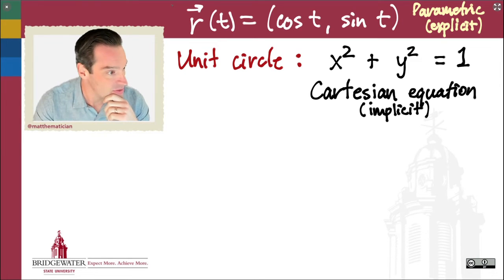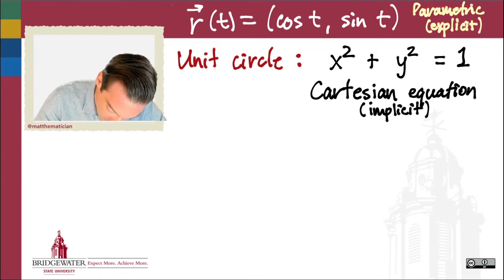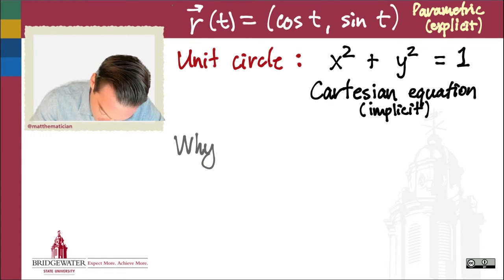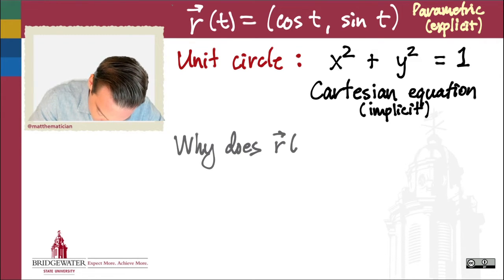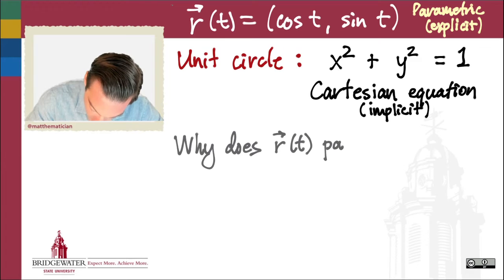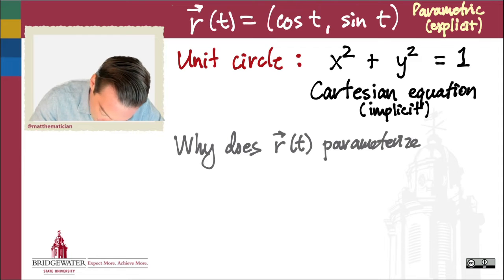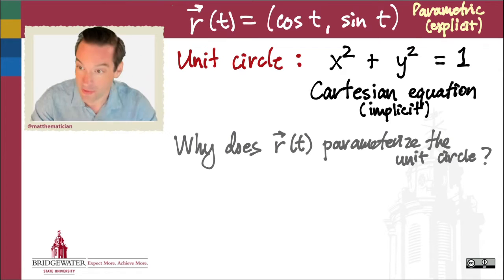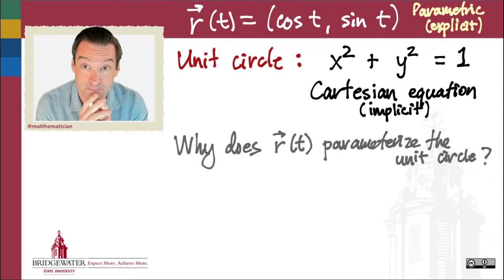So let's take a brief moment and see if we can figure out how we might know that there is a relationship at all between these two. Why is it reasonable to expect, and I'll try to ask this really carefully, why does r of t parametrize the unit circle? How could we investigate that question? How can we bring these two different descriptions together?